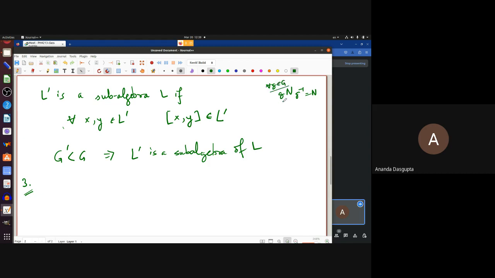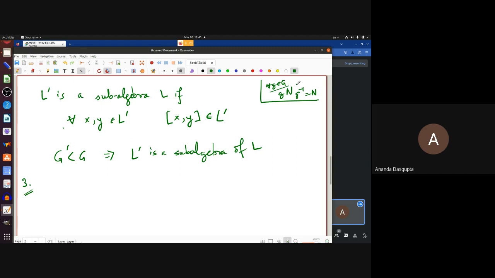That is, take any group element whatsoever, take any element small n from the normal subgroup, form this g n g inverse thing, and that will be in capital N. Now, that has an analog at the level of Lie algebra. Why that is the analog will be clear once you understand the group algebra correspondence more clearly.